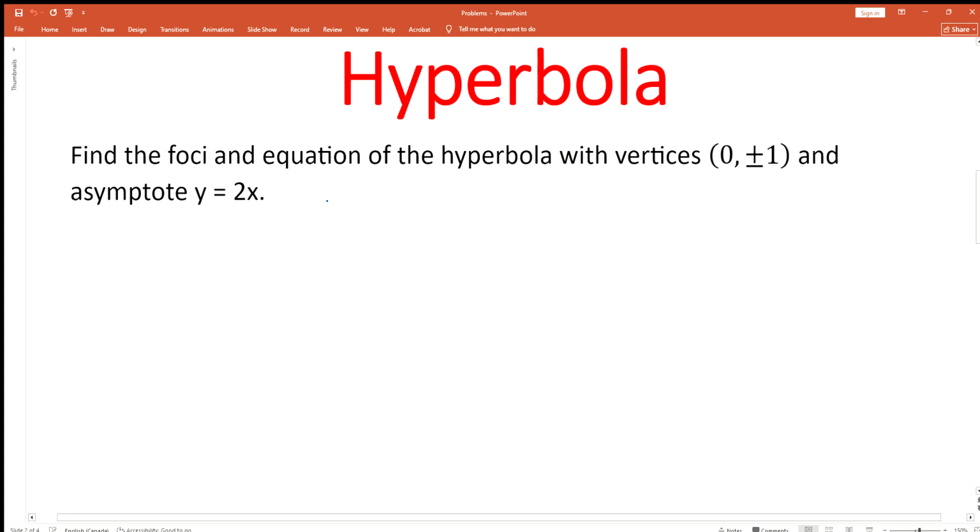Let's start by plotting the given vertices. The vertices are (0, 1) and (0, -1). Both of these vertices lie on the y-axis. This is the vertex (0, 1) and this is the vertex (0, -1). As we can see, the vertices are above and below each other. That means the curves of this hyperbola are above and below each other. We can sketch this hyperbola like this.